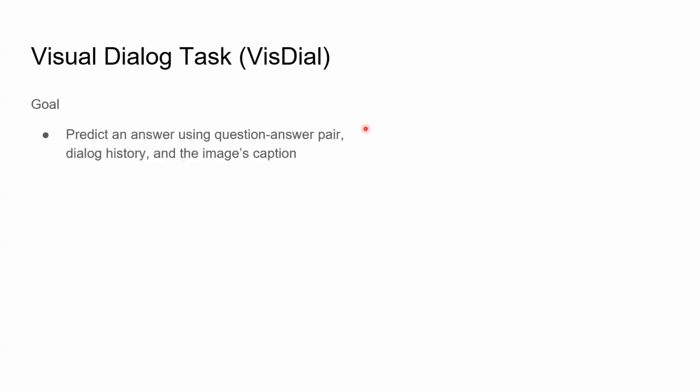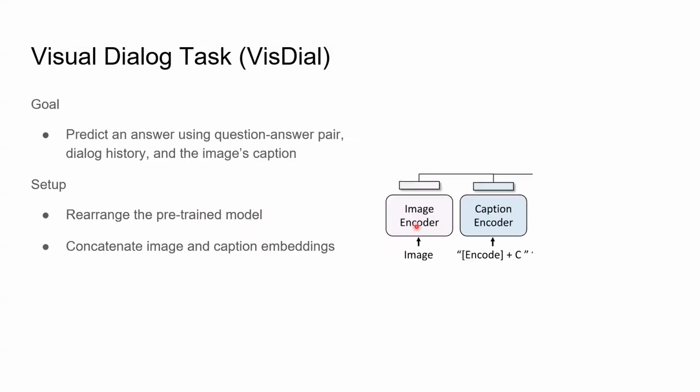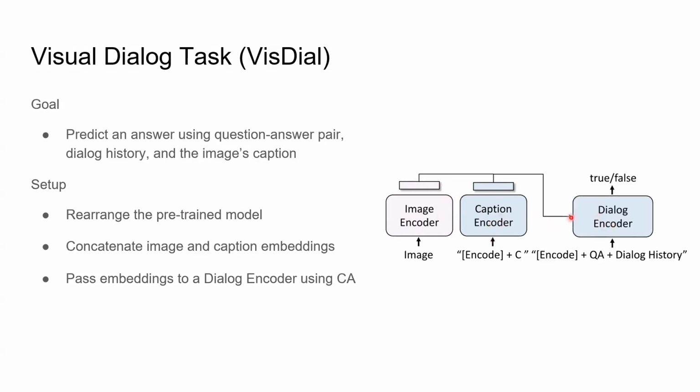The third task where the architecture had to be altered was the visual dialogue task. The goal of this is to predict an answer using a question-answer pair, dialogue history, and the image's caption. To set this up, they also had to rearrange the pre-trained model. They concatenated image and caption embeddings from an image encoder and a caption encoder. Then they passed these embeddings to a dialogue encoder using cross-attention, where the dialogue encoder also takes in the dialogue history. Then they trained the dialogue encoder with ITM loss.